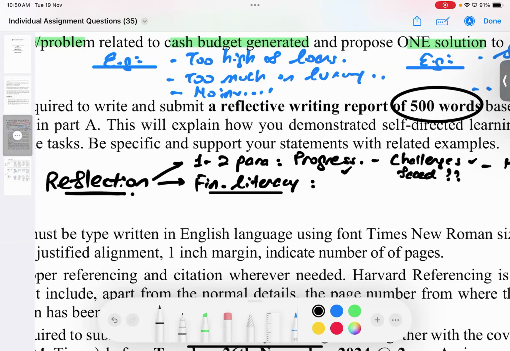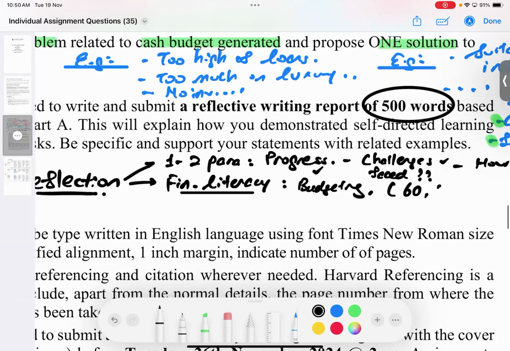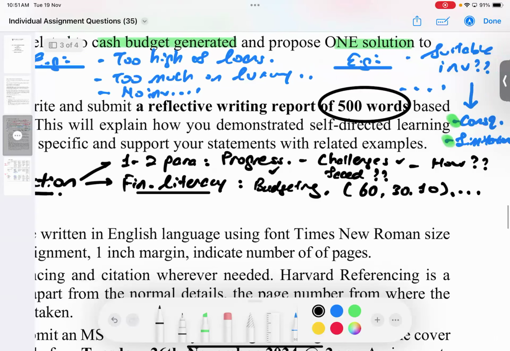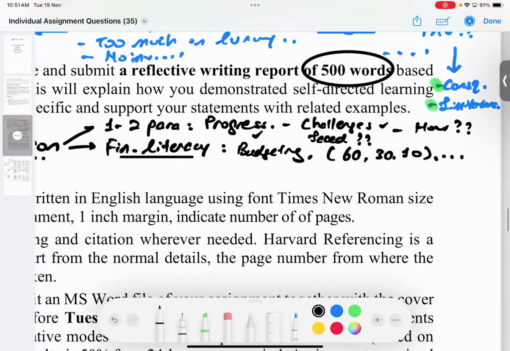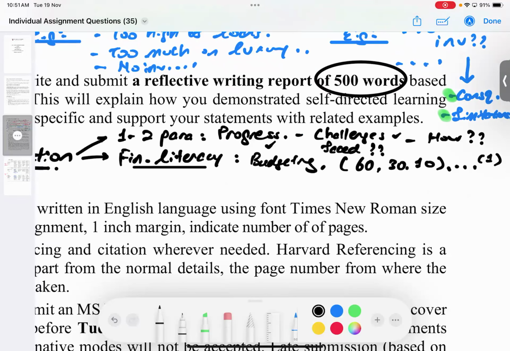Financial literacy, for example, you know how to do budgeting. How do you do budgeting then? Remember, sometimes people say once you earn the money, 60% for important things, 30% for something else, and then 10% for something else. You know, like the rules. Let's say you learn that once you earn the income, you can allocate the money like this. You talk about how you budget, or the importance of budgeting. Be specific. One paragraph. Then continue.